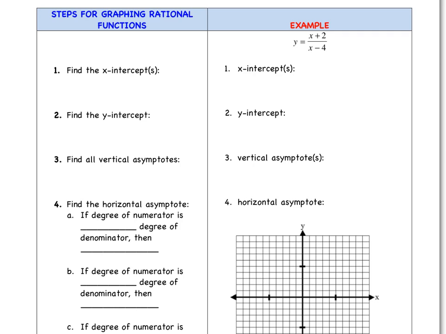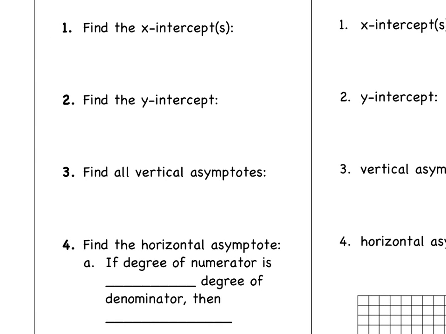How do we find x-intercepts? Well, think about what an x-intercept is. It's when y equals 0. So when y equals 0, we could cross multiply, and x minus 4 times 0 would just go to 0. We would be stuck with our numerator equaling 0. So to find x-intercepts, we are going to set the numerator equal to 0 and solve for x.